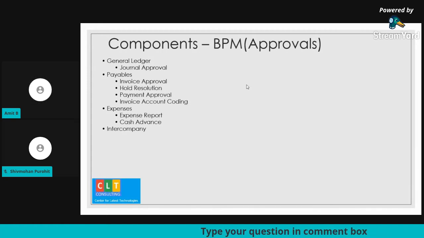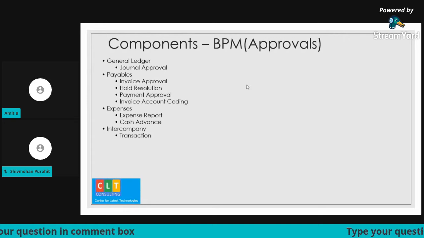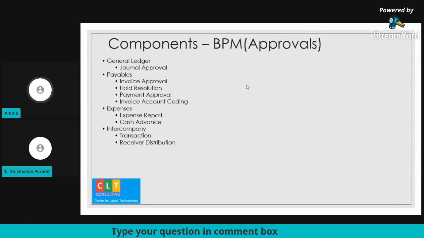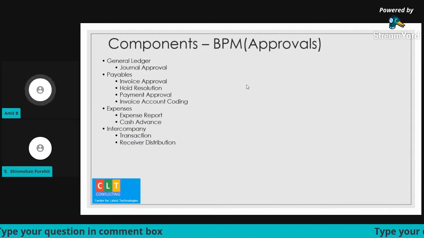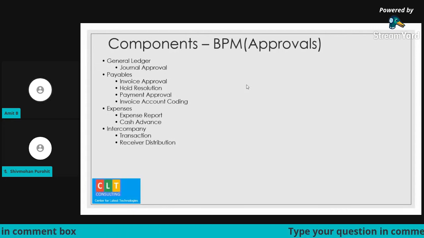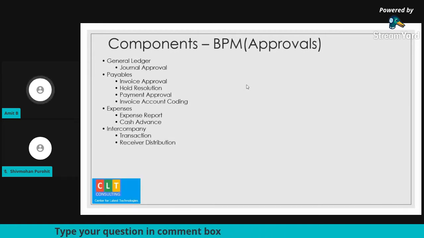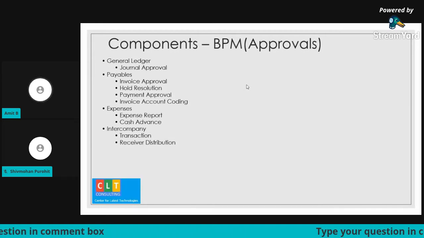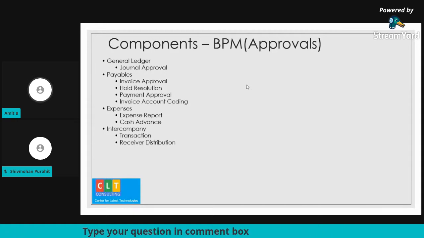Then we have intercompany. It was also newly introduced. So you can have transaction approval. Then you can have receiver distribution. It is very similar to the invoice account coding approval for payables. If you are creating any intercompany transaction, and you want a certain set of people to approve the receiver distribution, the account distribution, then you can have approval for that as well.